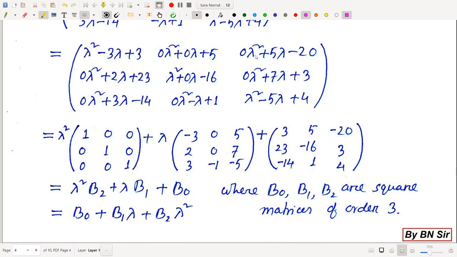Now every element is a sum of three elements, so this matrix can be written as the sum of three matrices. Take lambda square coefficients 1 0 0, 0 1 0, 0 0 1; we have written lambda square common. Then take lambda common, it will be minus 3 0 5, minus 3 0 5, and here 2 0 7, 2 0 7, here 3 minus 1 minus 5. And then the constant term 3 5 20, minus 20 23 minus 16, 3 minus 14 1 4, etc.